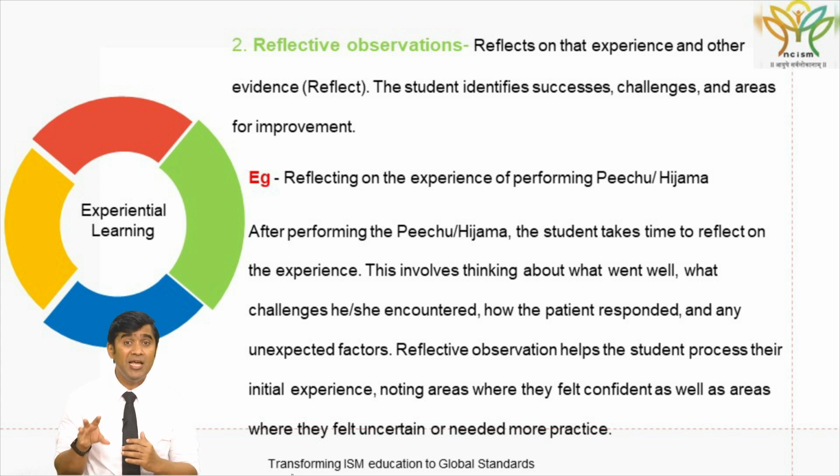This involves thinking about what went well, what challenges he or she encountered, how the patient responded, and any other unexpected factors they found while performing the procedure. Reflective observation helps the student process their initial experience, noting areas where they felt confident, as well as the areas where they felt uncertain or needed more practice. So in this stage, the student is reflecting on all that he experienced while performing the procedure.